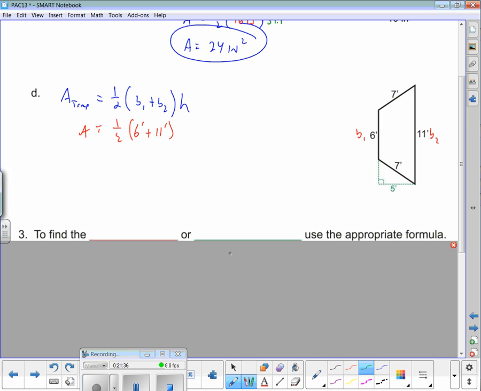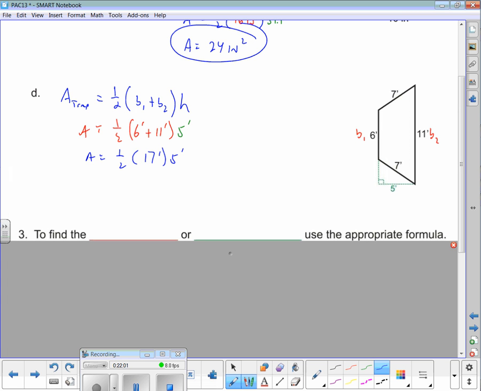And height then. Last question. Ashton? It is the 5 feet, right? The perpendicular one between the 2 parallel sides, right? Not the 7. 7's not perpendicular. Agreed? So we got to use the perpendicular one. Okay. Again, just add up in the parentheses first. That's 17.